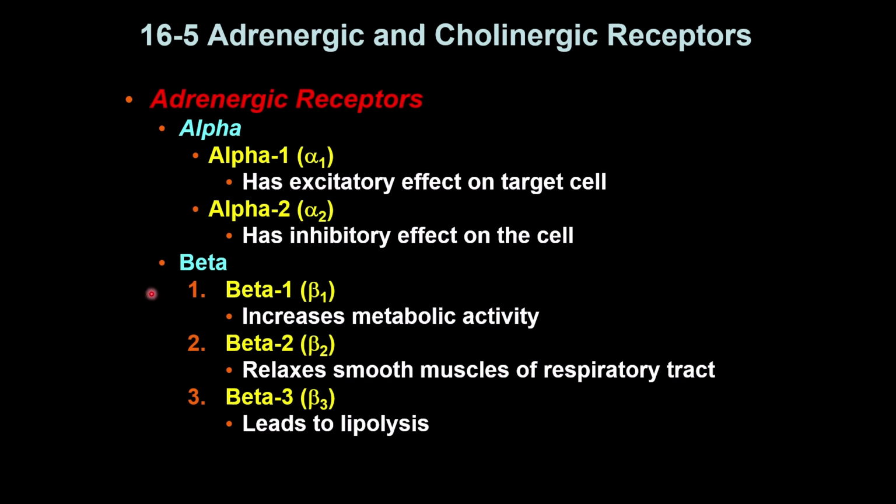Beta is divided into beta 1, which increases activity, beta 2, which decreases activity, and beta 3, which increases activity, increasing fat breakdown.